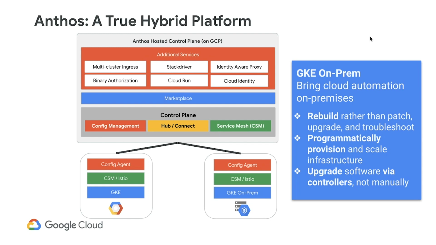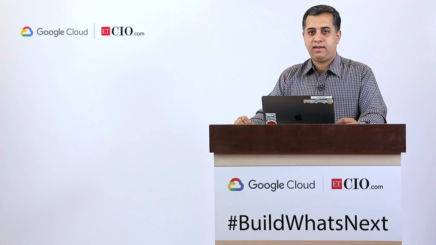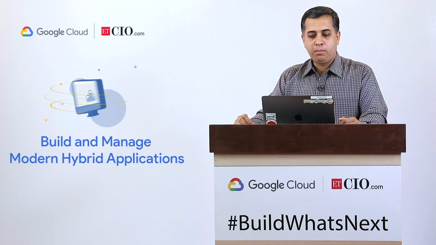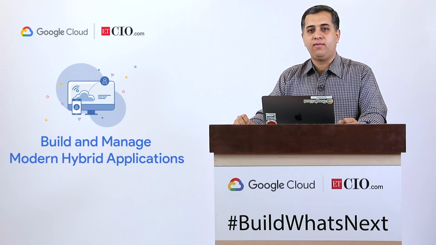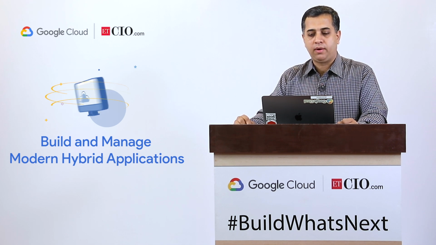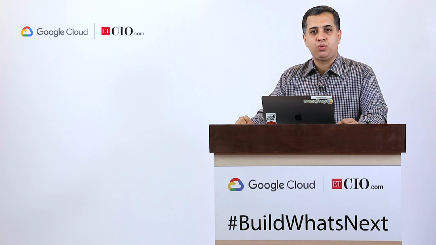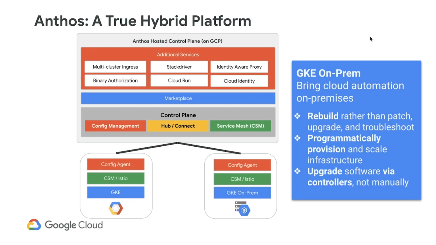If we were to go from bottom down, with Anthos, Google Cloud provided GKE on-prem. This is essentially the same GKE that was there on Google Cloud, but it was delivered to on-prem data centers. What this meant was users were encouraged to do rebuilds instead of doing upgrades. They were doing programmatic provisions of infrastructure, and they were doing upgrades via controllers and not manually.